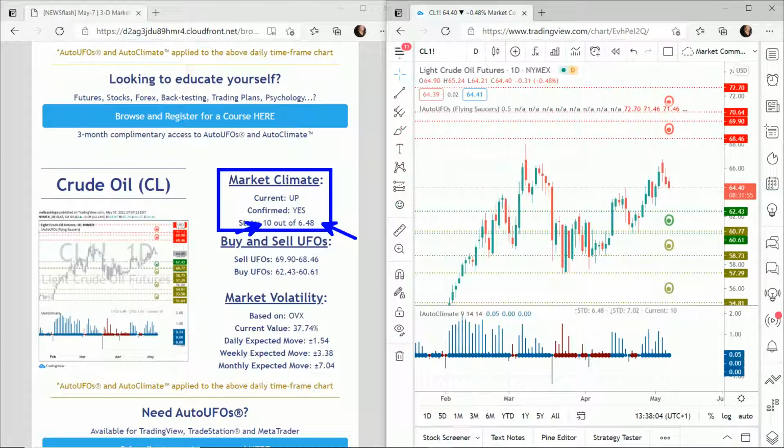So yes, this could continue to the upside for a little while, but for every day it goes past what's usual, the less likely it is to keep happening. So bear that in mind.